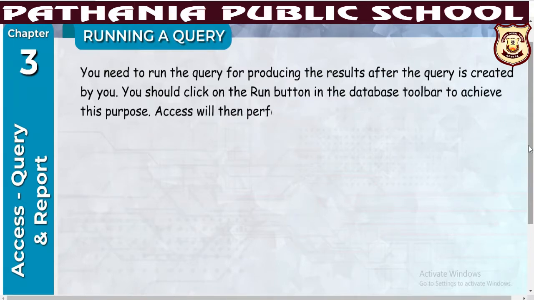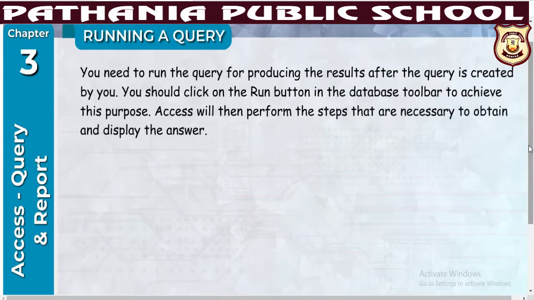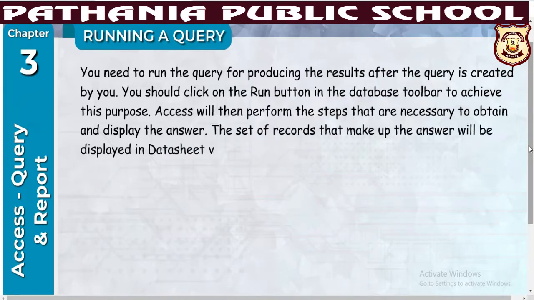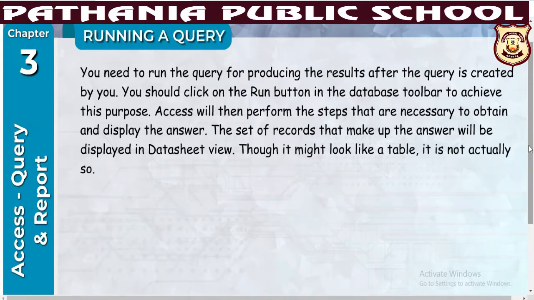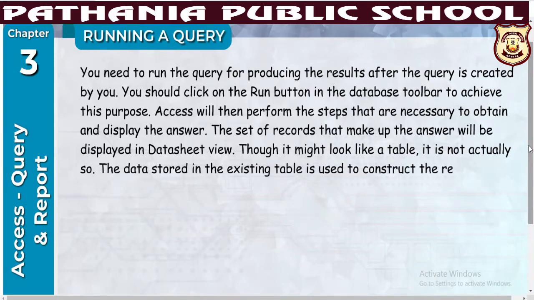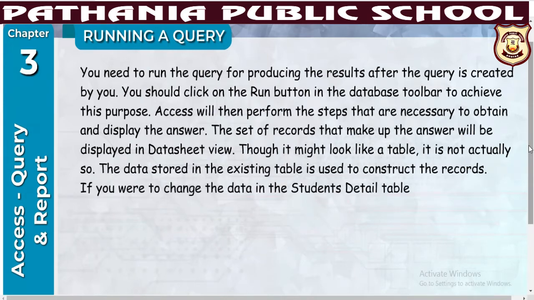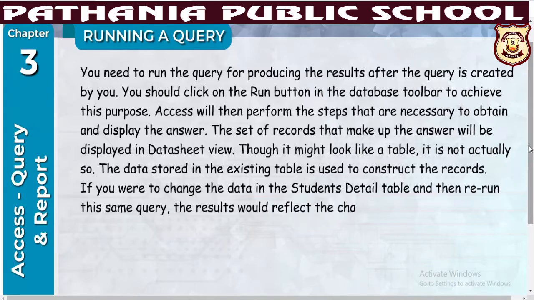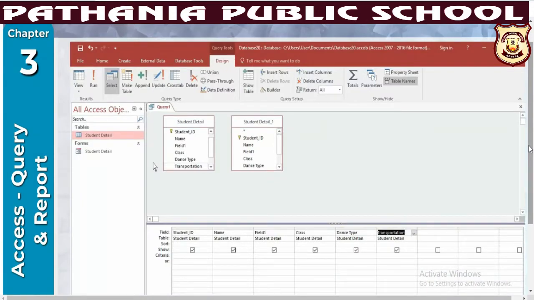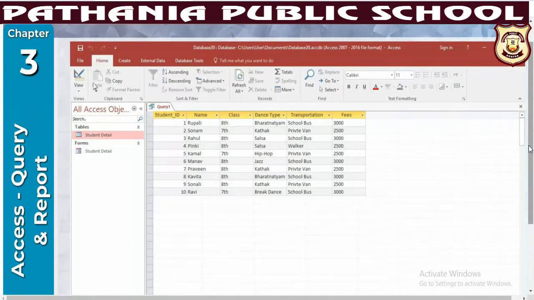Access will then perform the steps that are necessary to obtain and display the answer. The set of records that make up the answer will be displayed in Datasheet view. Though it might look like a table, it is not actually so. The data stored in the existing table is used to construct the records. If you were to change the data in the student's detail table and then rerun this same query, the results would reflect the changes. Click on Run button in the Result group from Design tab to run the query.